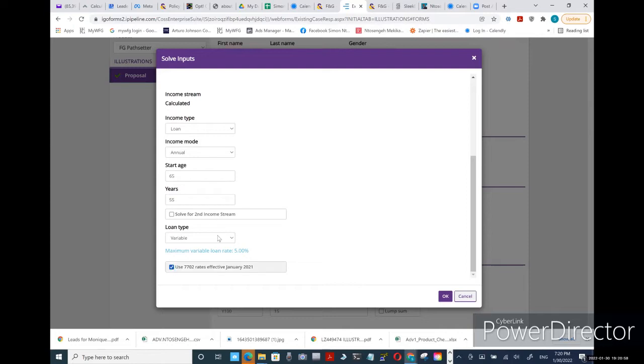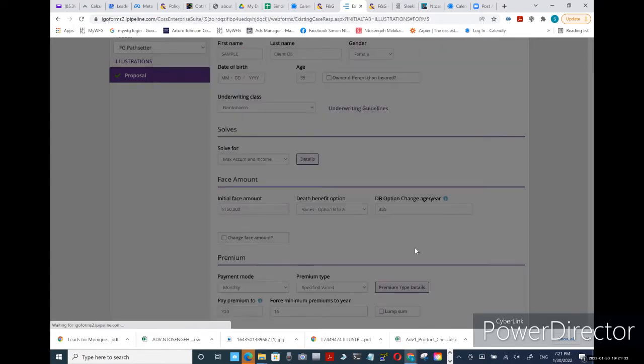As you like to do, and then we'll make sure we check this, which is the new provisions for Internal Revenue Code 7702, the provision that was actually released in 2021. So as of January, you can put more money into an index universal life policy like you would do before. This provision allows us to put more money without necessarily increasing the face amount. So let's go. The loan type is going to be variable, of course.